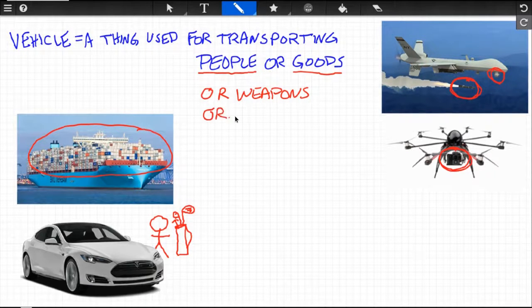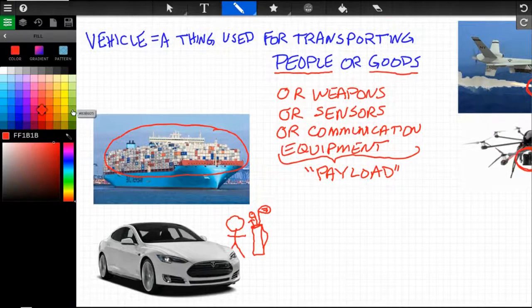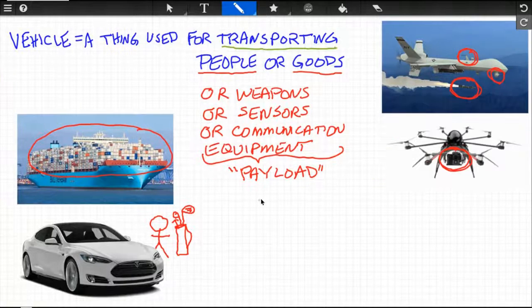Okay, so the stuff we might be transporting, it could be weapons, it could be sensors, it could be communications equipment, could be supplies or packages, for example, in the Amazon Prime Air project. And all that stuff together is payload.